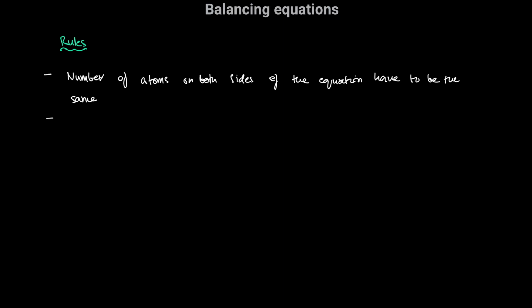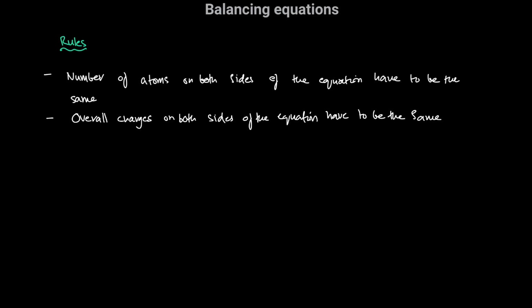The next rule that we have is that the overall charges on both sides of the equation have to be the same. Okay, so what we're saying is that the number of atoms of each element have to be balanced, right? And the charges on both sides of the equation also have to be balanced, right? Again, this rule also applies for all types of chemical equations.